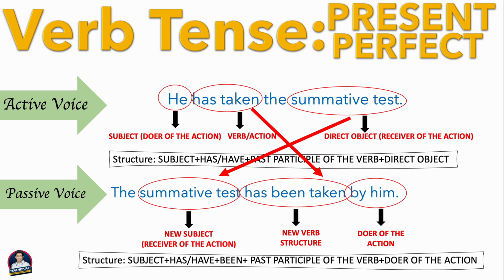In this example, we use the structure subject plus has or have, depending on your subject, plus the word been, plus the past participle form of the verb, which is taken. It's the past participle form of the verb take, and the doer of the action, by him.